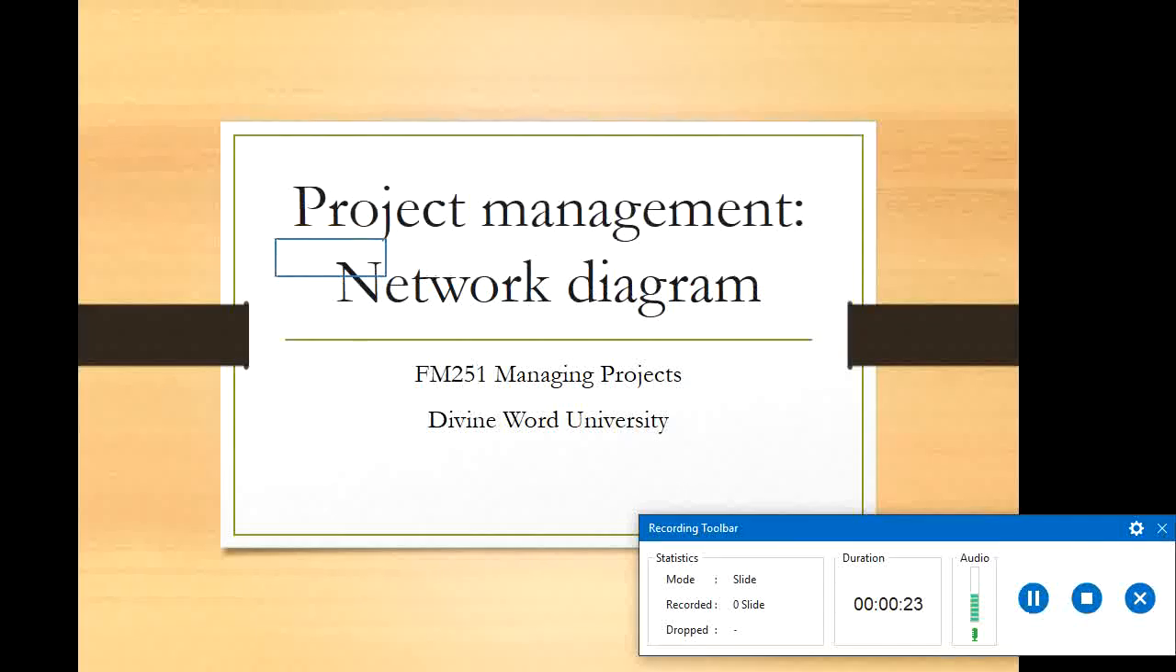Hi everyone, afternoon. Today we understand the importance of the network diagram and how it is used in project management. This network diagram is very frequently used by any project manager for scheduling the project activities of any project.